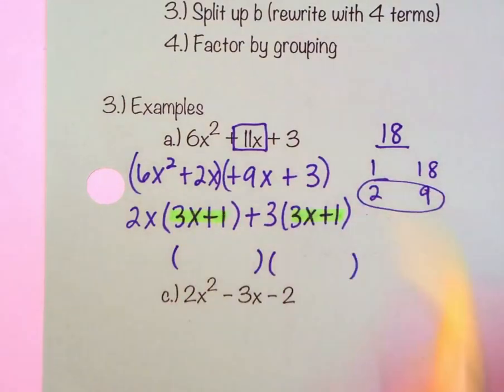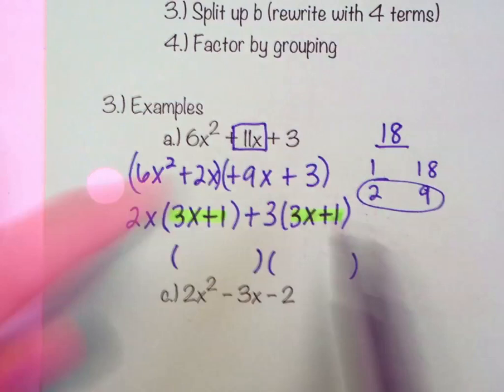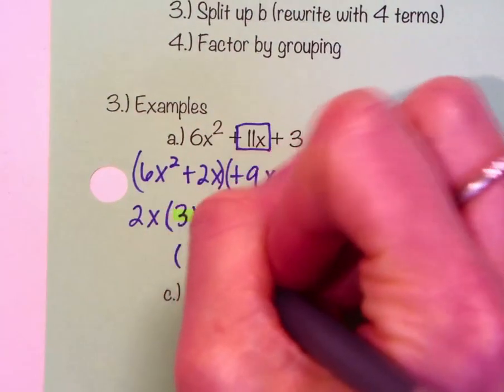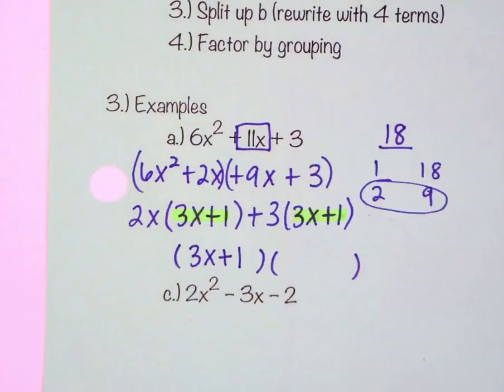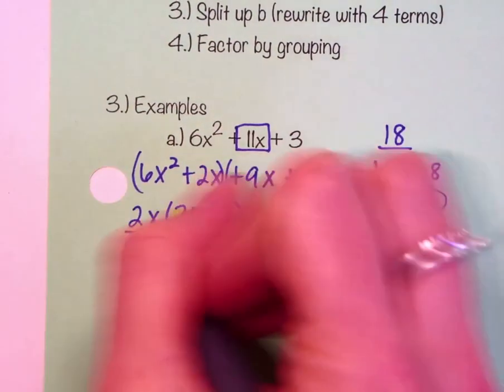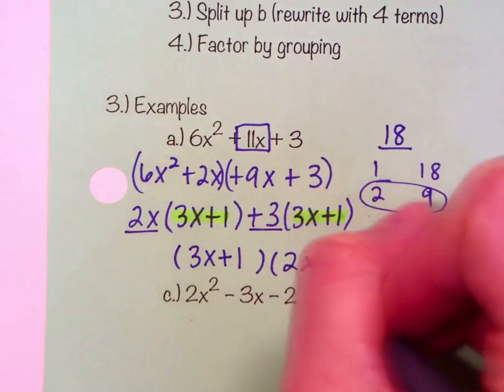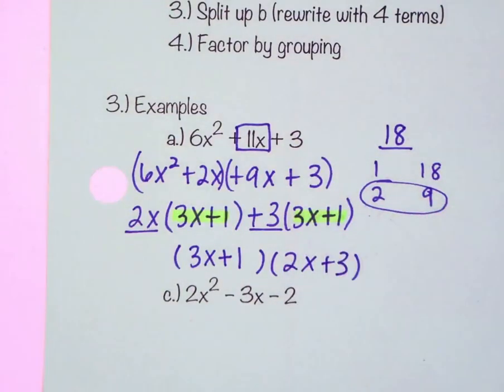This is a good thing, because when we factor by grouping, those 2 binomials left over have to be the same. So now we take that out, and that quantity is going to go in 1 parentheses, and then what I have left is 2x plus 3.